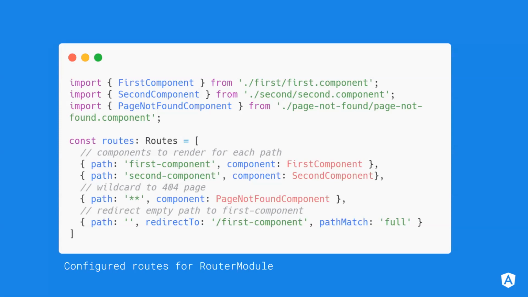And then there's the wildcard to a 404 page. When you do the * string, that's the wildcard. That means it matches anything that doesn't match other routes. In this configuration, it will bring the user to a page-not-found component. And then the last one redirects a root path to your first component path. So if you do .com without slash anything, it will redirect to slash first component.